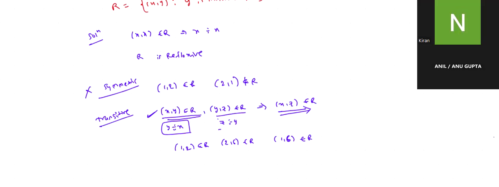Relation R in the set Z of all integers defined as R equals {(x, y) such that x minus y is an integer}. Okay, the set of integers is given in the relation. The ordered pair is (x, y) and x minus y is an integer. Is it reflexive?